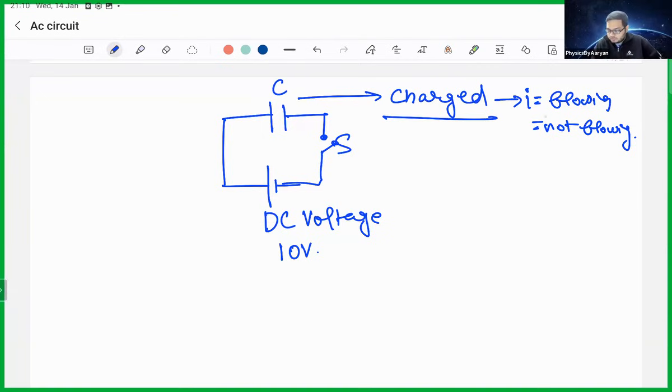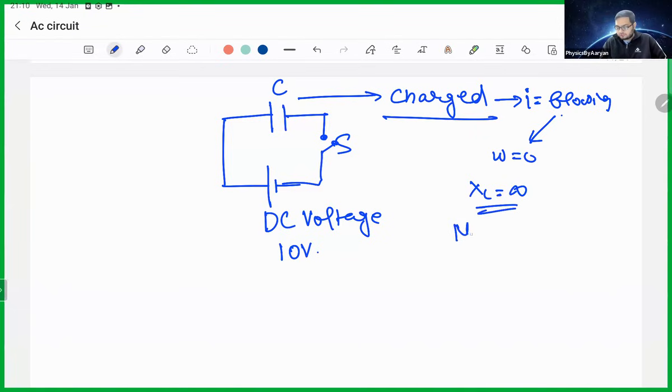Now I will confuse you. You said current is flowing, but it is a DC voltage. So omega should be 0. If omega is 0, XC should be infinite. Resistance is infinite, so no current should flow. Then why is the current flowing?